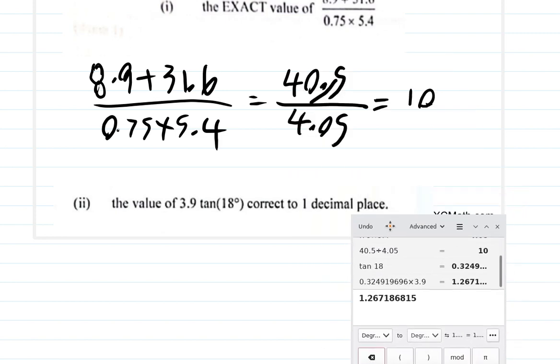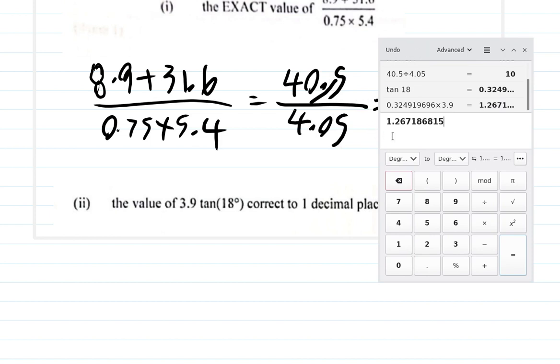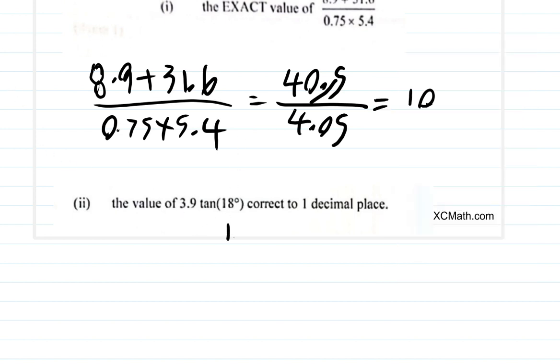Equals 1.267, but they say to one decimal place. So you're going to round off to one decimal place here. You stop at the 2, but you look at the next number after it. If this number is 5 or more, you go back and add 1 to the 2, and you get 3. This is 5 or more. So the answer is going to be 1.3. Alright? So there you have that, 1.3.